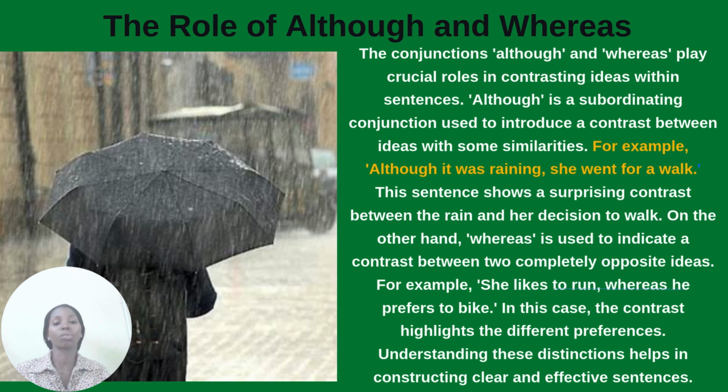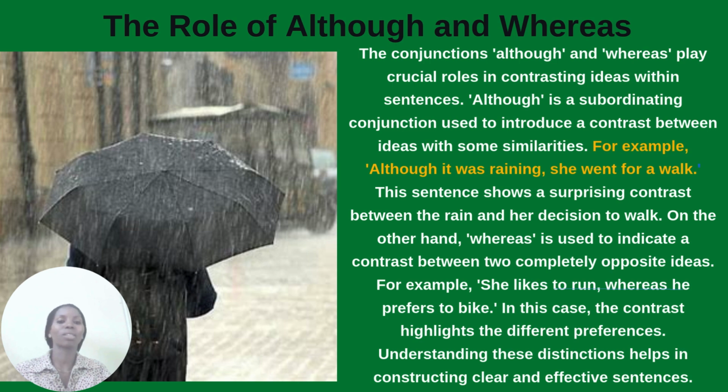Now, the first thing to look out for is: is it a contrast between the two, and do they have similarities? Are the two sentences similar? If they're similar, then we are free to use although. Now let's look at an example. For example, although it was raining, she went for a walk. This sentence shows a surprising contrast between the rain and her decision to walk. On a good day, many of us want to sit back because it's raining. But she wouldn't mind going out for a walk even though it's raining.